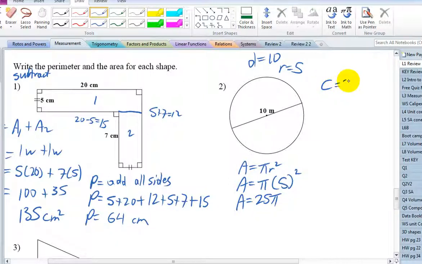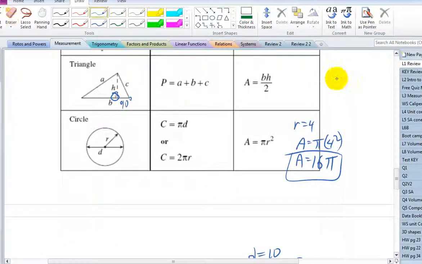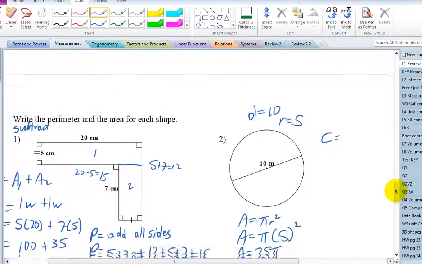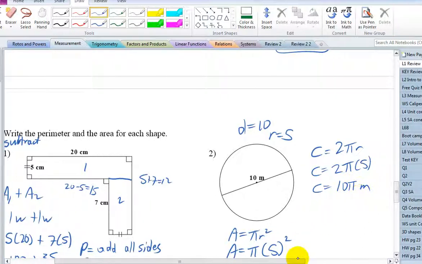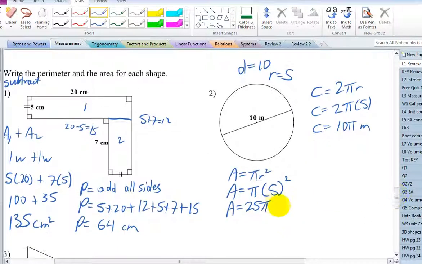Circumference, I like to use the formula 2 pi r. So 2 times pi times 5. So 10 pi is your final answer. This will be meters, and the area would be meters squared. Okay.